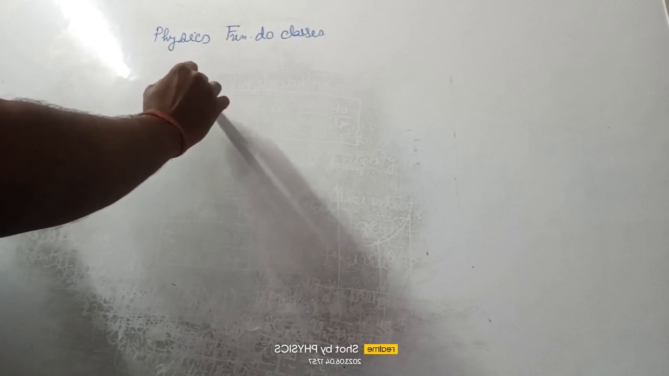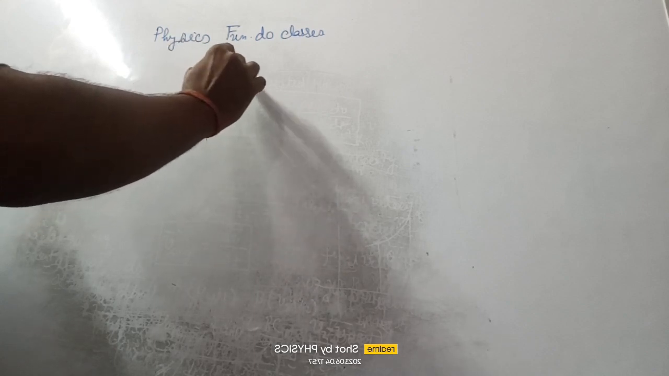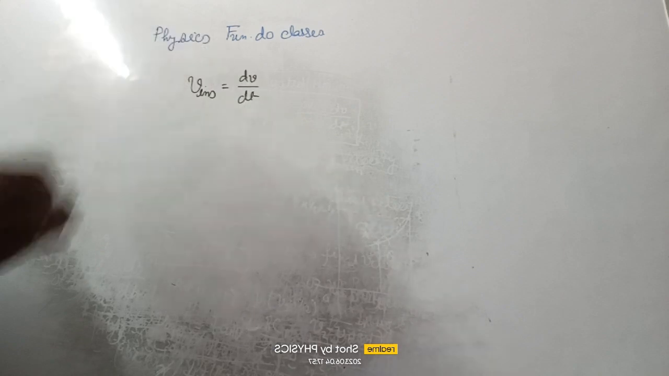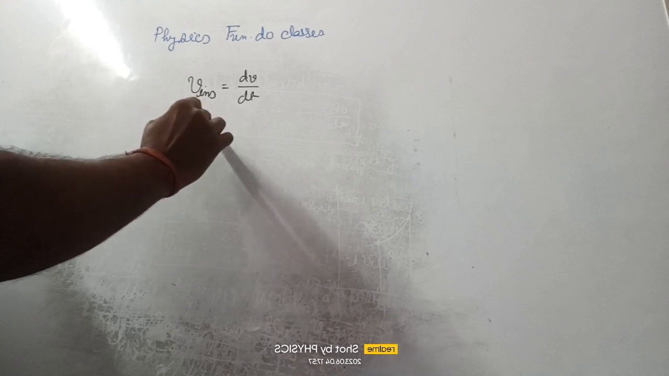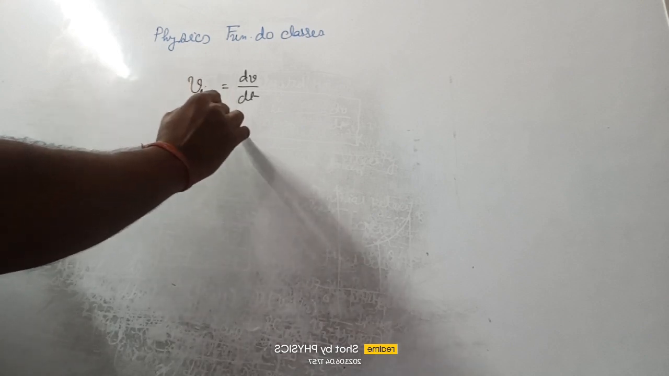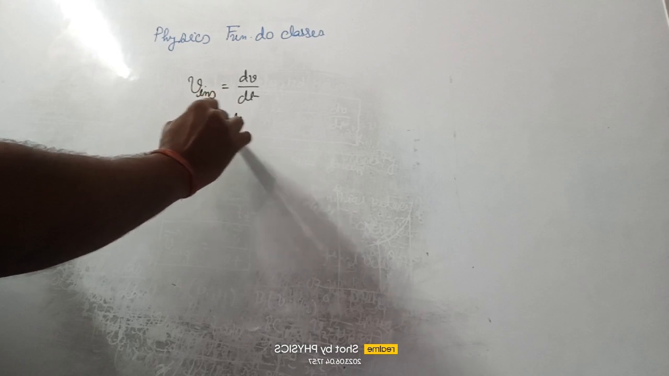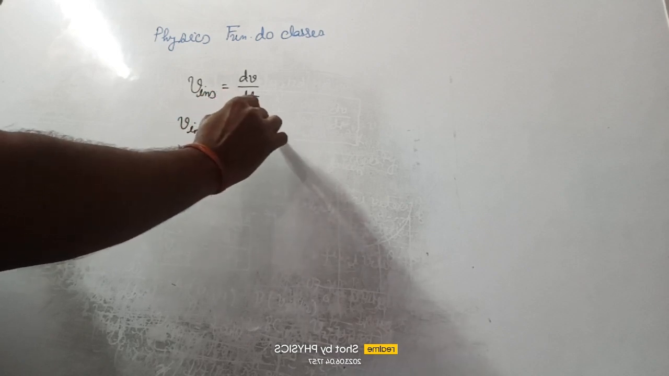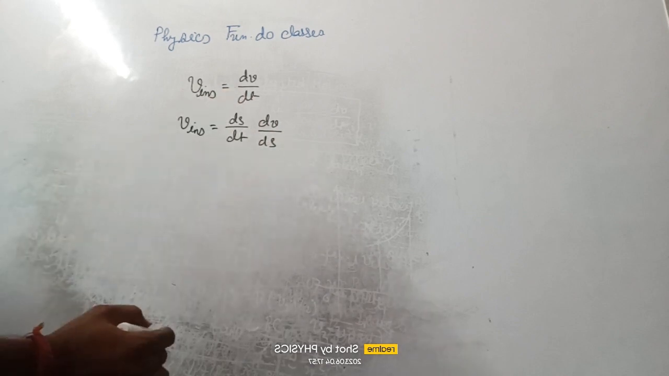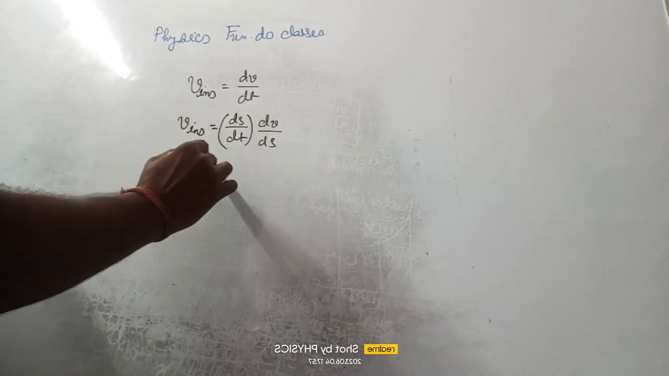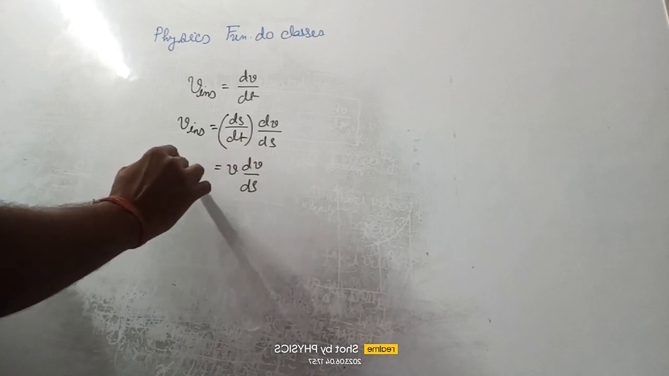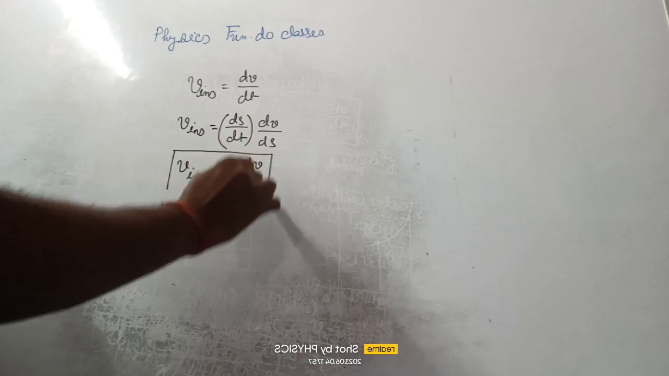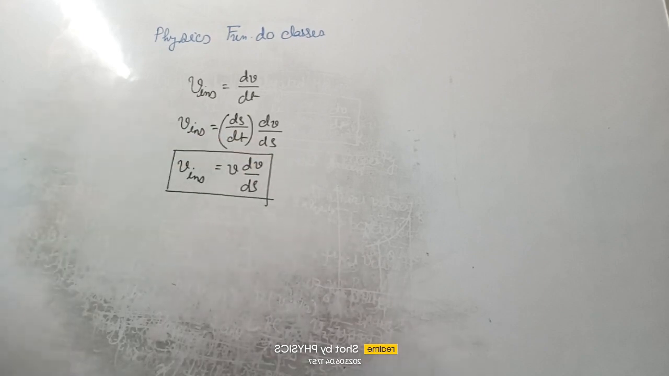The instantaneous velocity we have v instantaneous is equal to dv by dt. Here v instantaneous, we can write it as ds by dt into dv by ds. Now ds by dt is v, that is v dv by ds. It can be transformed to that form also.